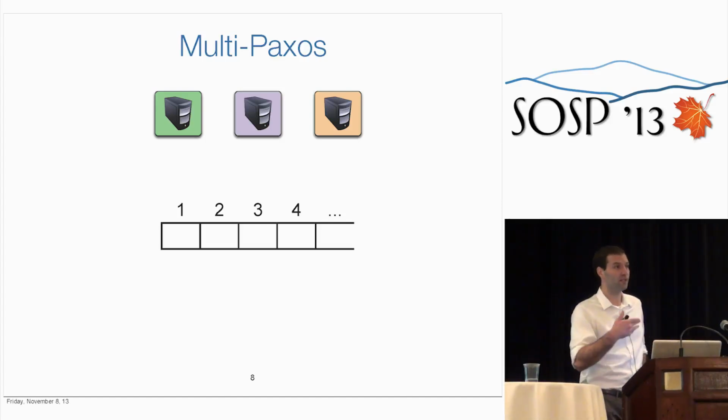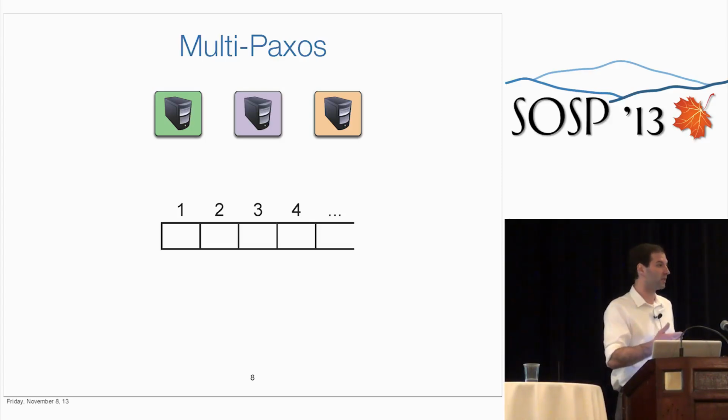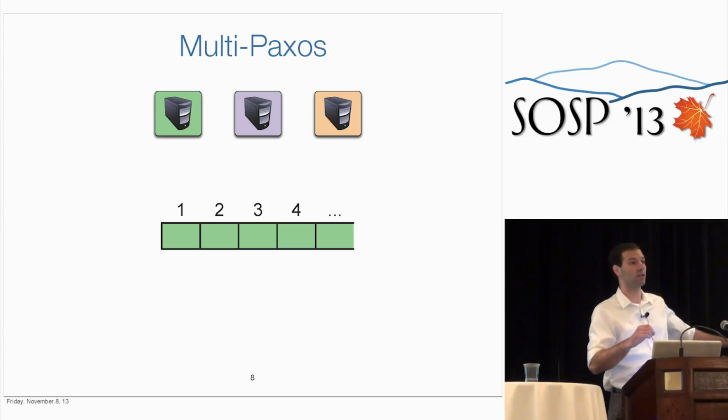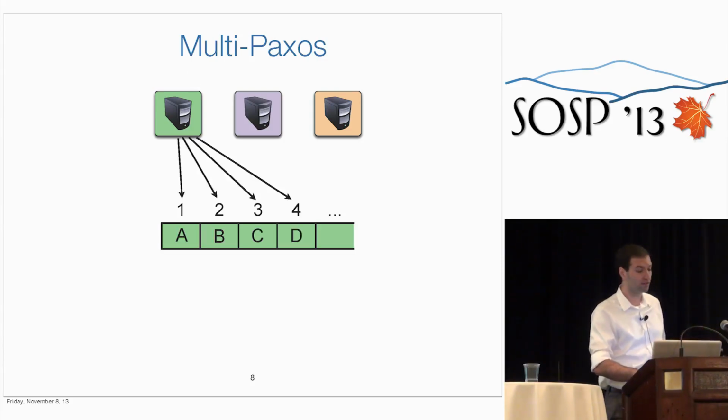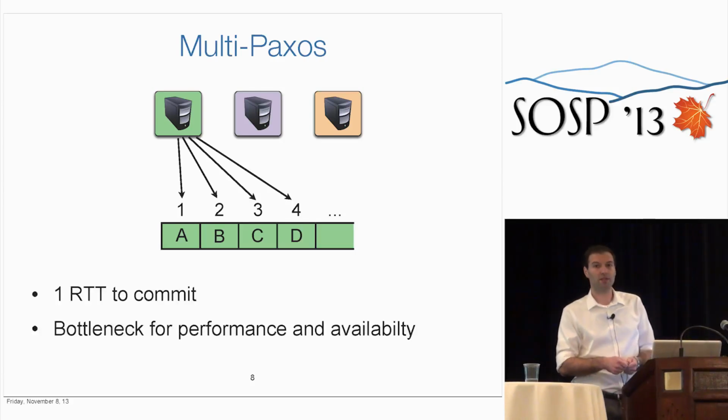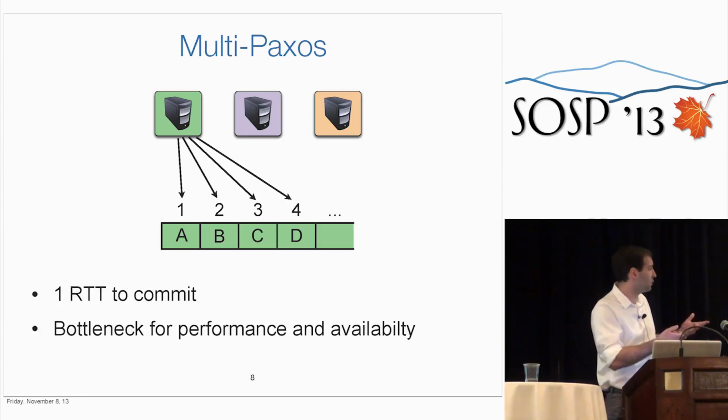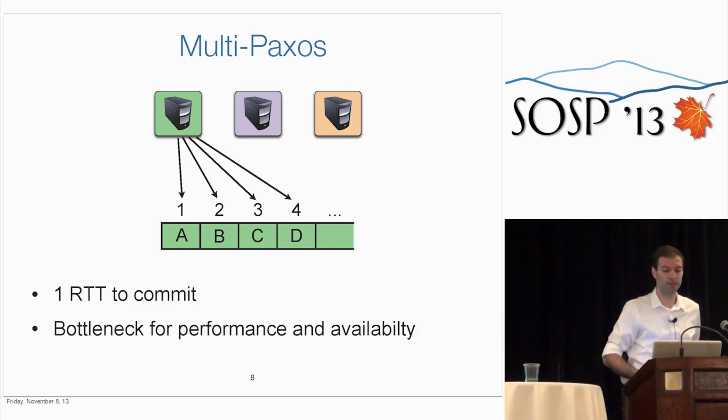In Multi-Paxos, there is a designated stable leader replica, which is the default owner of all the slots. And because it is a default owner of all the slots, all the clients will communicate with only this replica, and it will be able to get these commands committed in just 1 round trip. And this is great for latency. It's also very good for throughput. It takes just 1 round trip to commit a command, but we have this potential performance bottleneck, which is the single leader, and also an availability bottleneck, because if the leader fails, there's going to be a period of unavailability until a new leader is elected.